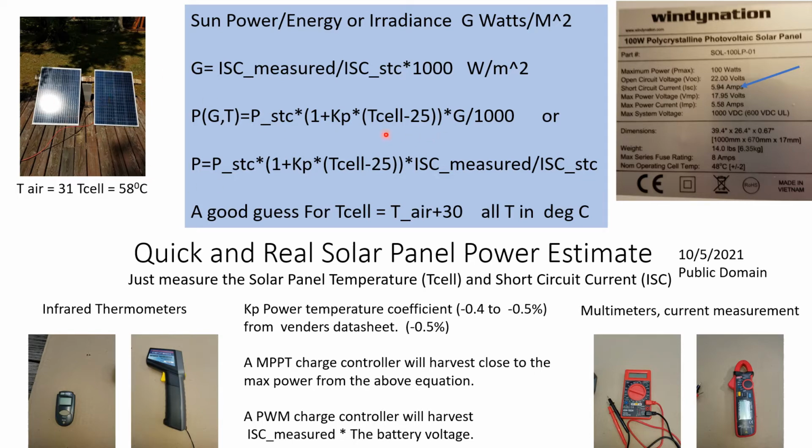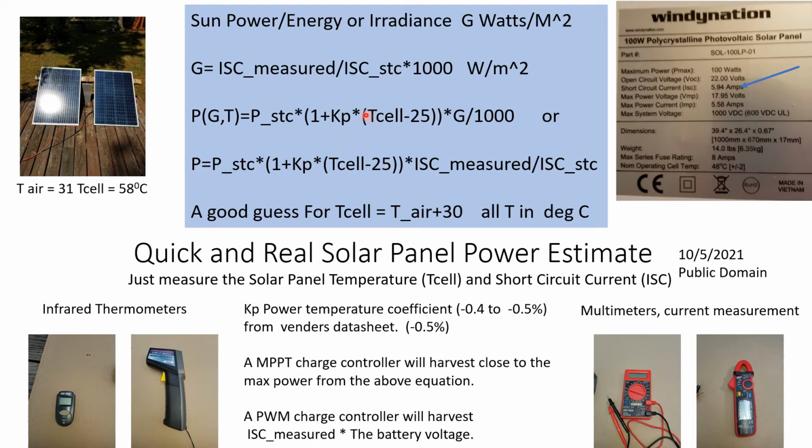All right, so KP, the temperature measurement coefficient. I've seen it range from 0.3 to 0.5. My manufacturer's data sheet said minus 0.5%, and those are minus signs there. What that minus sign indicates is the hotter it gets, the less power you're going to get out. And that should be percent per degrees Celsius or Kelvin. Doesn't matter.